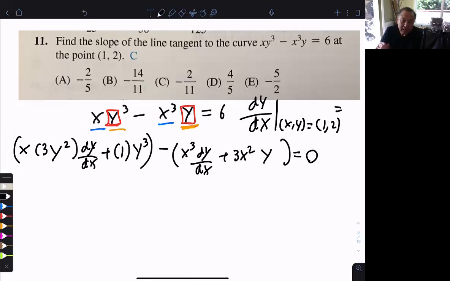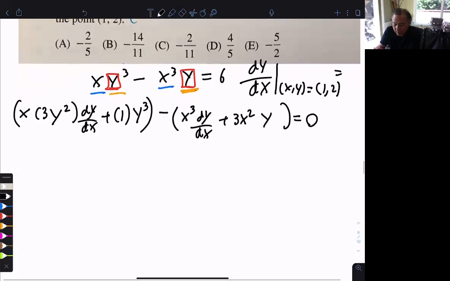Now, here's a secret. I don't know if you remember. If they give you an actual point, at this point, I would not solve for dy dx. I would just plug in the points first. It makes your solving for dy dx a lot easier. So for every x, I'm going to put a 1, and every y, I'm going to put a 2.